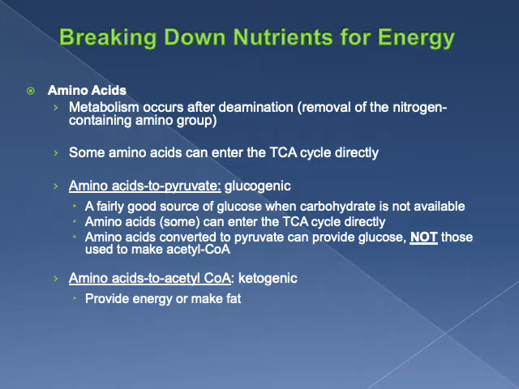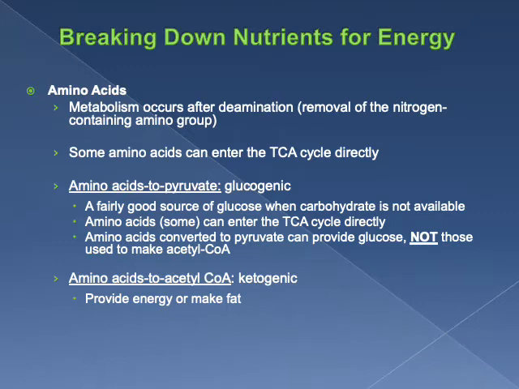Even when you have enough fat and carbohydrate in the diet, protein will still be used in part for fuel. So amino acids can be metabolized to form ATP or energy for the body. Metabolism of amino acids occurs after they're deaminated, or deamination is the removal of the nitrogen-containing amino group. Some amino acids can enter the TCA cycle directly, whereas others are glucogenic and they enter at the point of pyruvate. Glucogenic amino acids can therefore make glucose and are a fairly good source of glucose when carbohydrate is not available. However, they're not a desirable form.